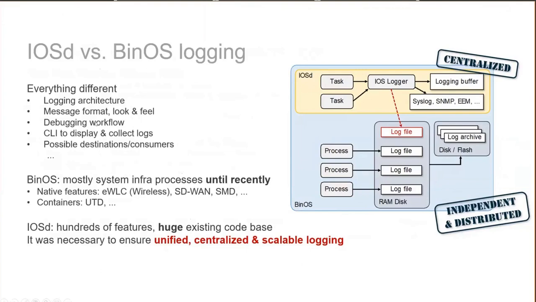Got this right? The difference between IOSD and BinOS logging. IOSD will have only one IOS logger. All the tasks will be logging to that logger, and you have a log file which you can view by show logging output. But here in BinOS, each of the processes logs into its own file in the RAM. Once the RAM is full, it will be written to a disk or flash for persistent storage. Are we clear about this? Yes, sir. Okay.